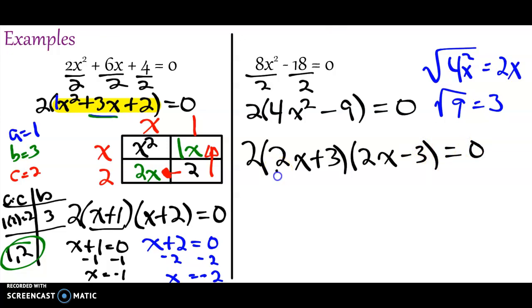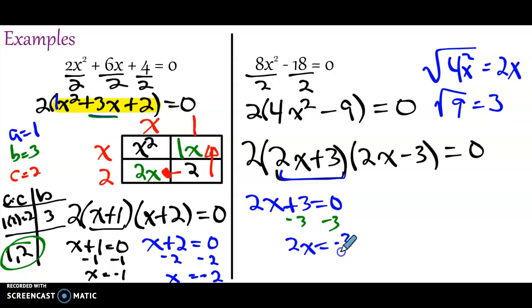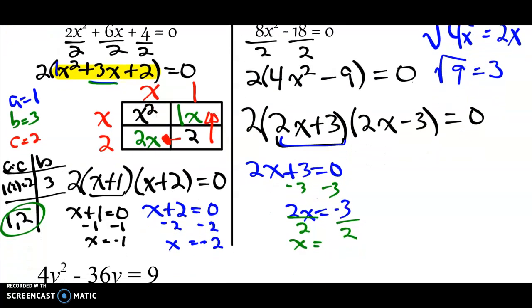So I take the first binomial, set it equal to 0, and solve. So if we want to solve, we would subtract 3. We get 2x equals negative 3. And then divide by 2. So x equals negative 3 over 2.